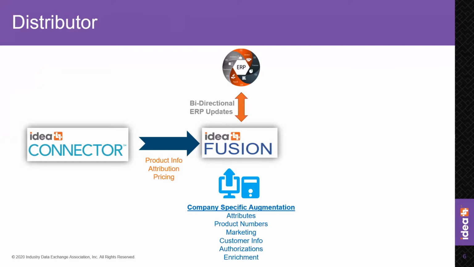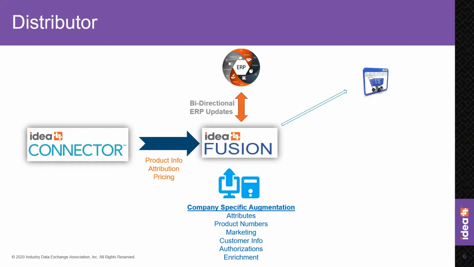So data comes from connector, it's updated nightly into Fusion, and then you have the ability to pull data out of Fusion and push into your ERP. You also have the ability to pull data out of your ERP and put in Fusion if you're trying to marry some data together to send somewhere else. You can pull in your own information. Maybe you've got your own set of attributes or your own product numbers that you want to use with the data. Fusion is where you can bring all that together before you send it to its final destination.